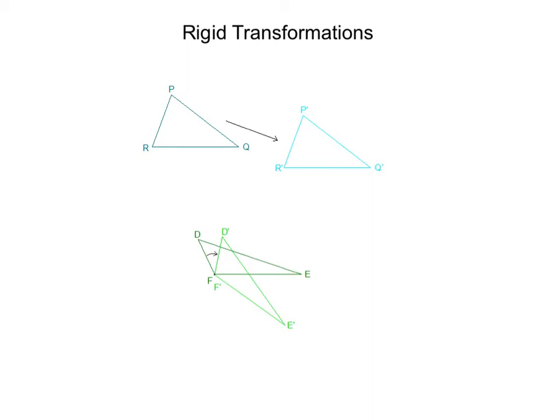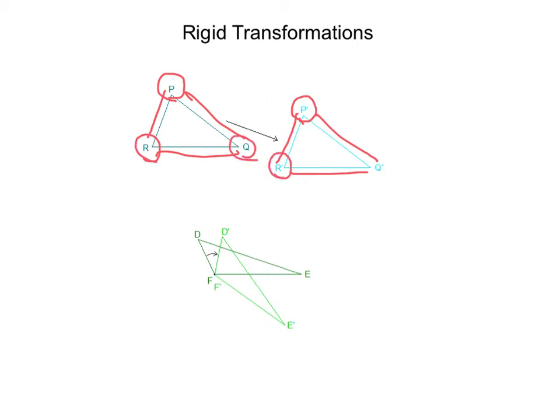The sides are the same length, and the angles correspond to one another. Here, angle P is the same as this little angle right here, P prime. And then R corresponds with this R, Q corresponds with this Q.